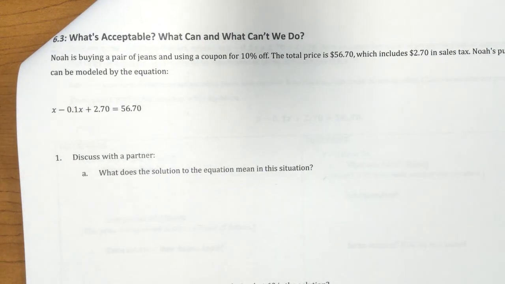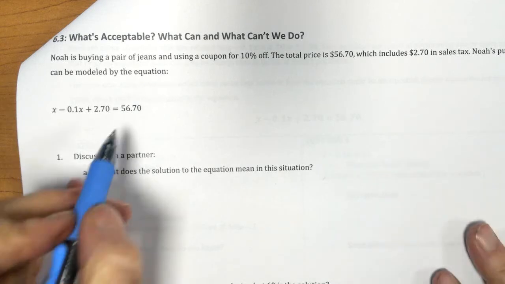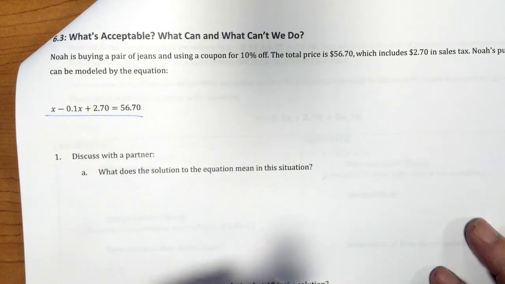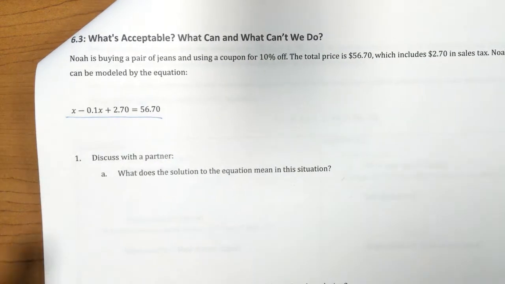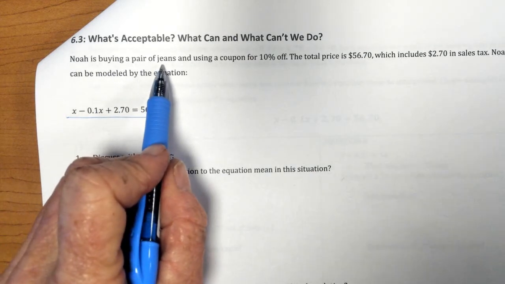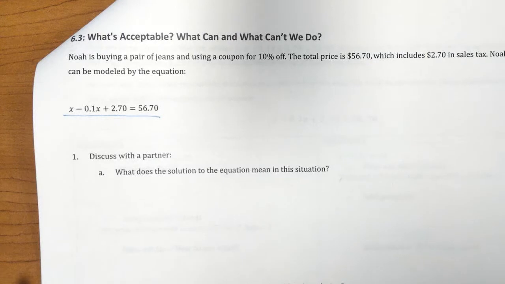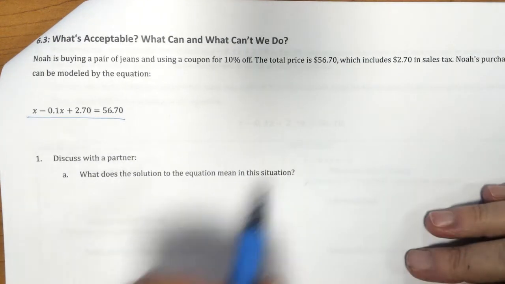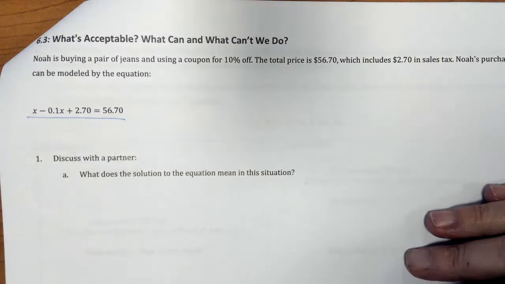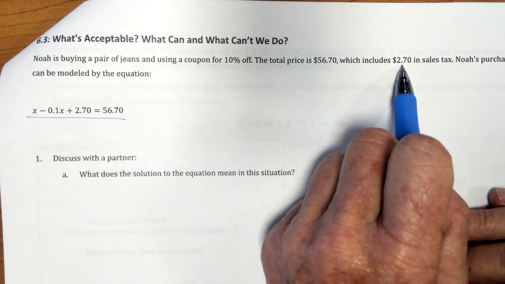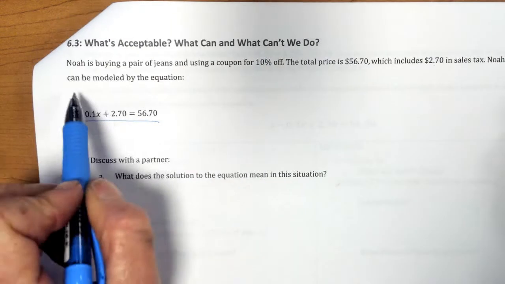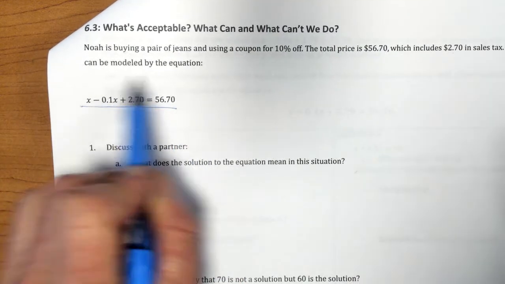So now we need to know what's acceptable. What can and what can't we do? So let's take a look here. We've got an equation, and that equation is representing this context. So what is the context? That Noah is buying a pair of jeans and he's using a coupon for 10% off. The total price is $56.70, and included in that price is $2.70 in sales tax. Noah's purchase can be modeled by this equation.